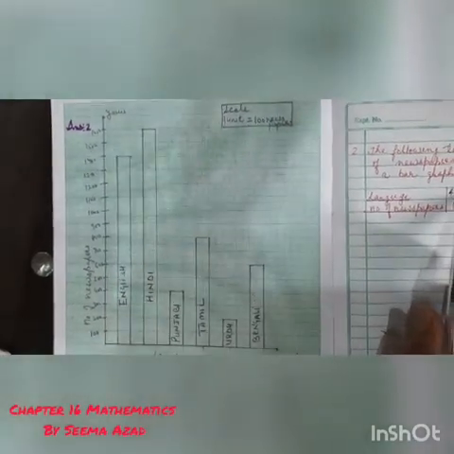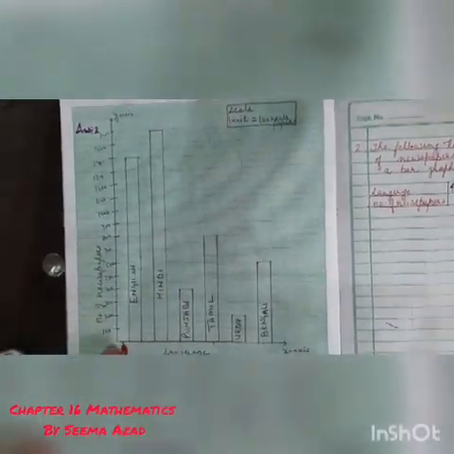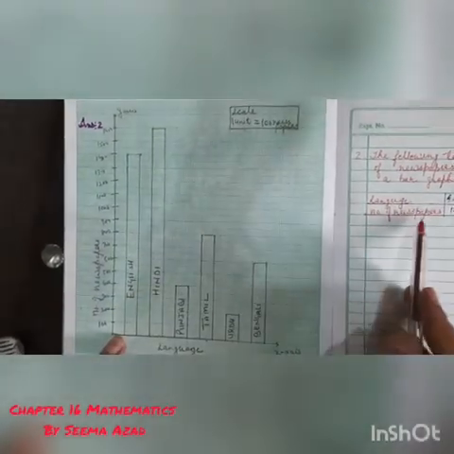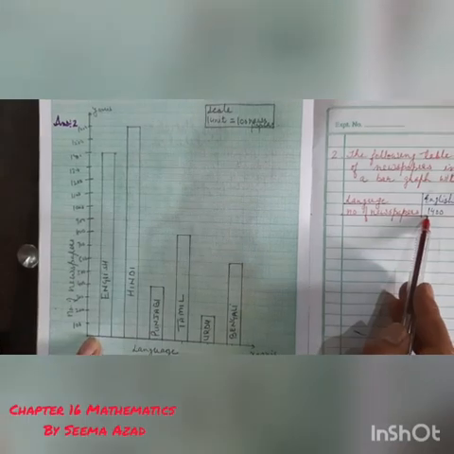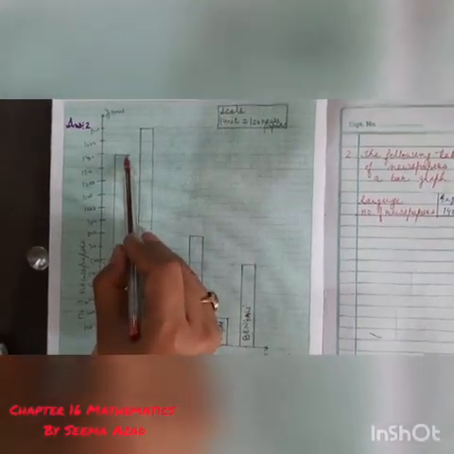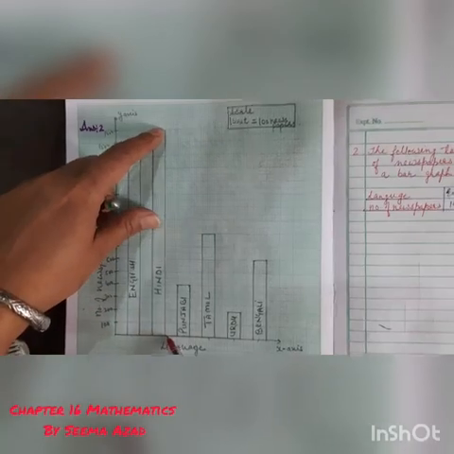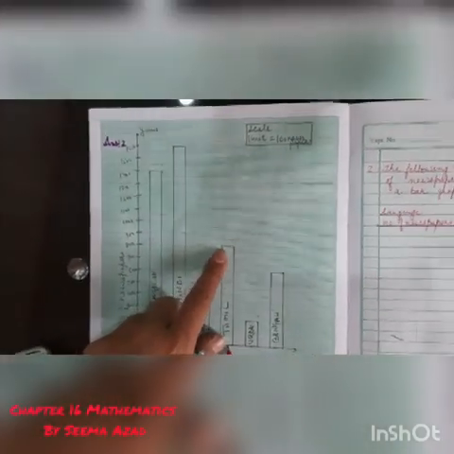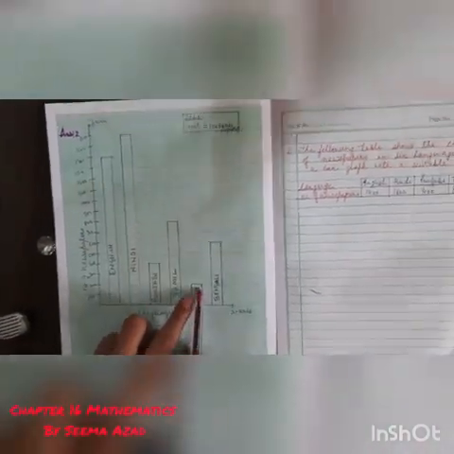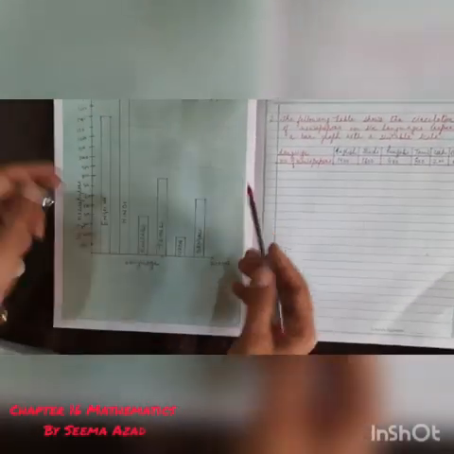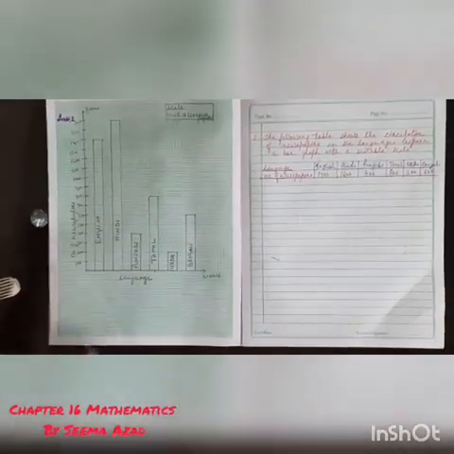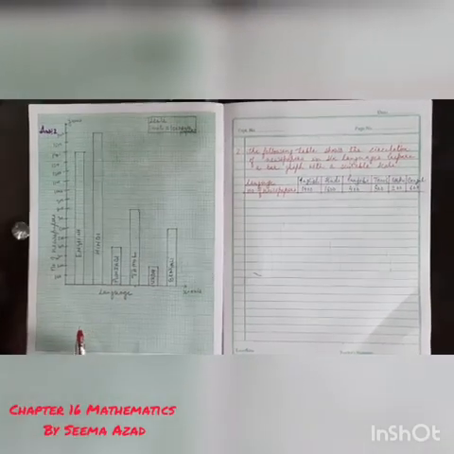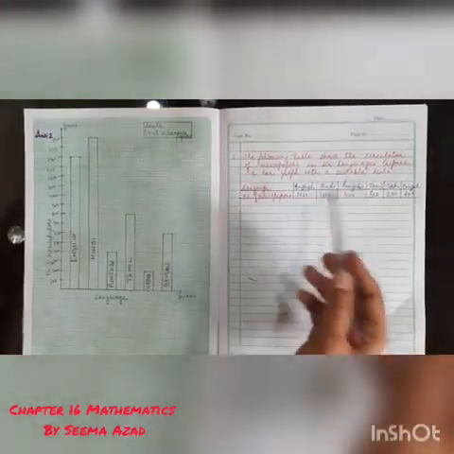Now the languages: English. First we have to take the proper gap, an equal gap. English, how many newspaper subscribers? English 1400, so draw 1400. Then Hindi 1600, Punjabi 400, Tamil 800, Urdu 200, and Bengali 600. You have to draw it like this. This is the bar graph representing the information of the newspapers in the different languages.